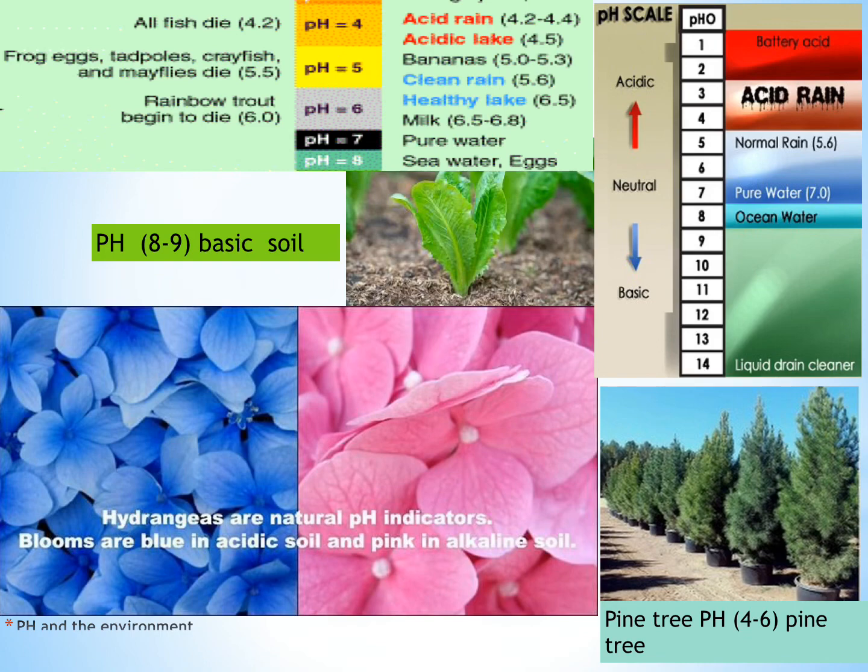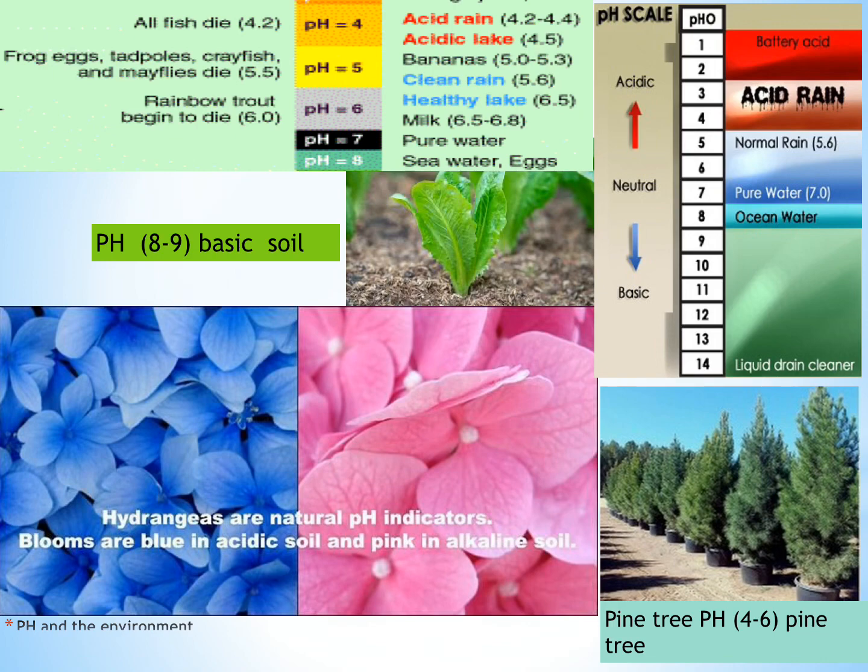Let's talk about environment and pH. It is very crucial for you to know that living things need a steady pH. For example, trees like the pine tree need acidic soil. The pH of the soil must be between 4 and 6. Now, if we talk about another plant like lettuce, it needs a basic soil. The pH of the soil must be 8 to 9 for the lettuce plant to grow and live in that soil.